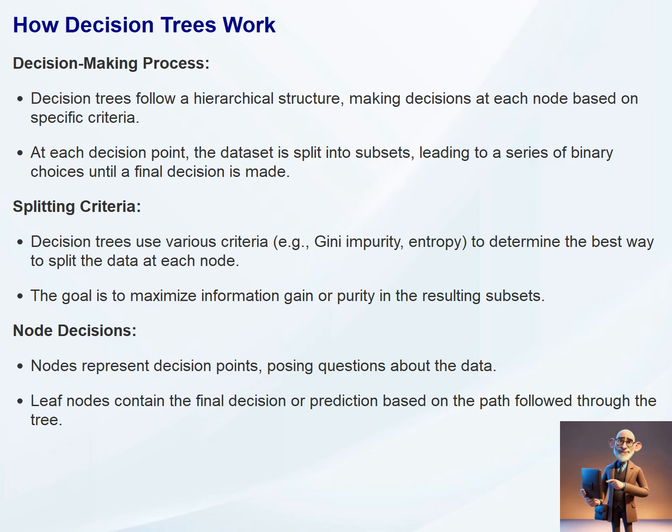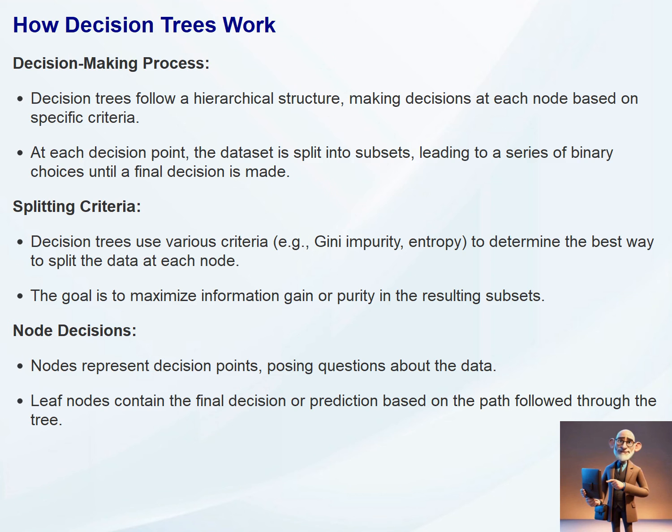Now that we've grasped what decision trees are and their significance, let's delve into the intricate workings of these models. Understanding how decision trees make decisions is crucial in appreciating their power and versatility. Decision trees operate with a hierarchical decision-making structure. Picture a tree, where each node represents a decision point. At the top, we have the root node, representing the entire dataset. As we progress down the branches, each decision node poses questions about the data. These questions guide the splitting of the dataset into subsets, leading us through a series of binary choices.